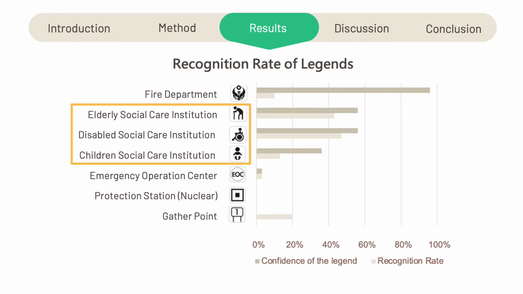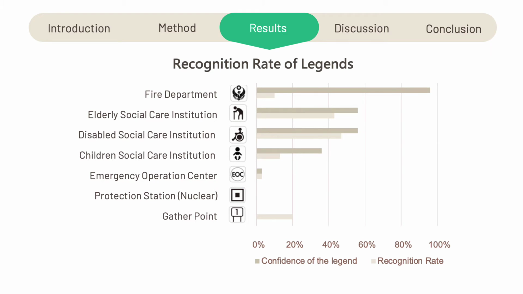Participants could only recognize the meaning of the elderly-related, disabled-related, and children-related legends from the corresponding legends: elderly social care institution, disabled social care institution, and children social care institution. The legend cannot fully express the meaning of social care institution. Emergency Operations Center was recognized at the rate of 3%. It is hard to recognize even by native Chinese speakers in Taiwan.